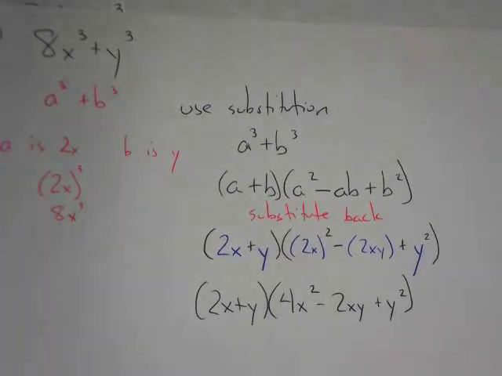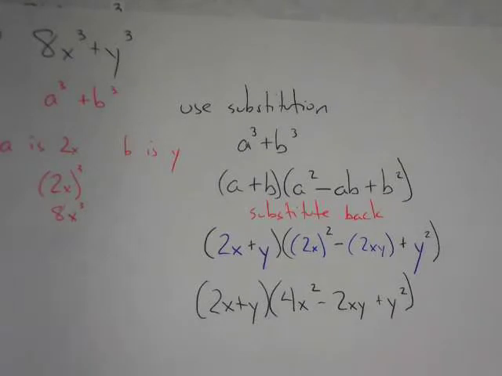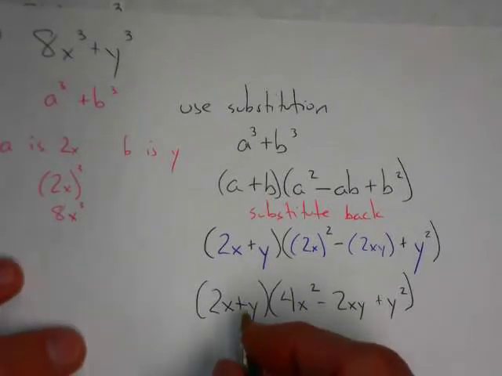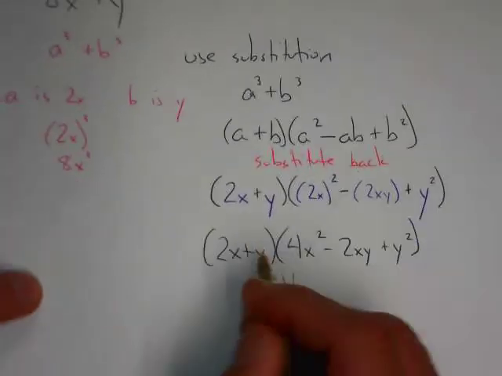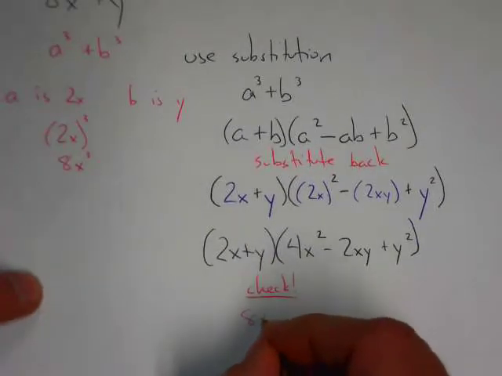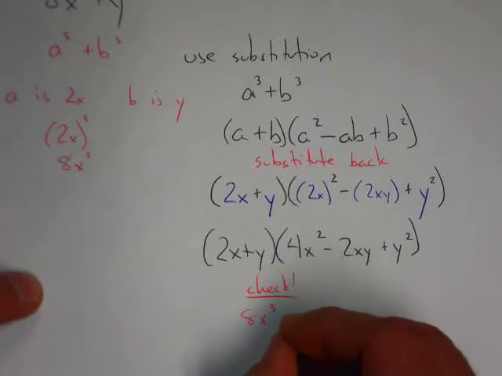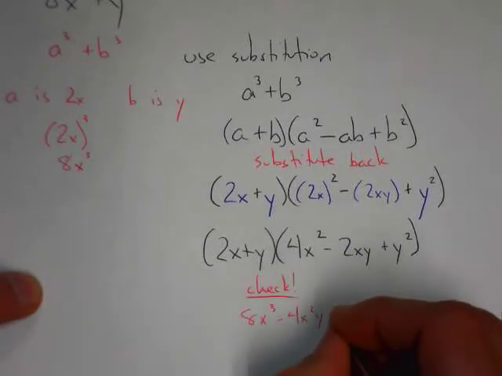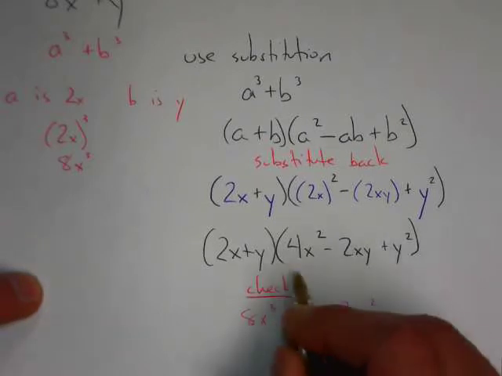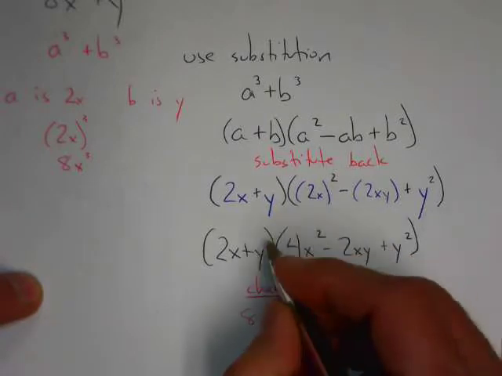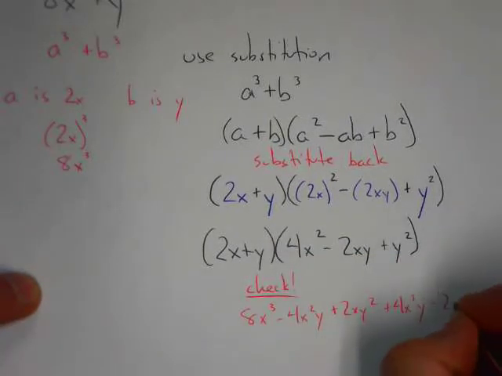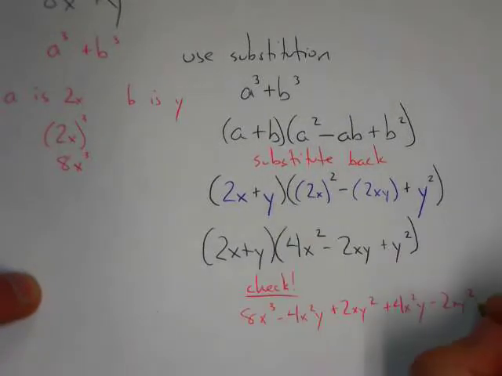And again, if we were to distribute this all the way through, we would end up with our sum of cubes. And here's the check, I'll prove it to you. So 2x times 4x squared is 8x cubed. 2x times minus 2xy is minus 4x squared y. 2x times y squared is plus 2xy squared. And then y times 4x squared is plus 4x squared y. y times minus 2xy is minus 2xy squared. And y times y squared is y to the third power. And so we've multiplied everything back.